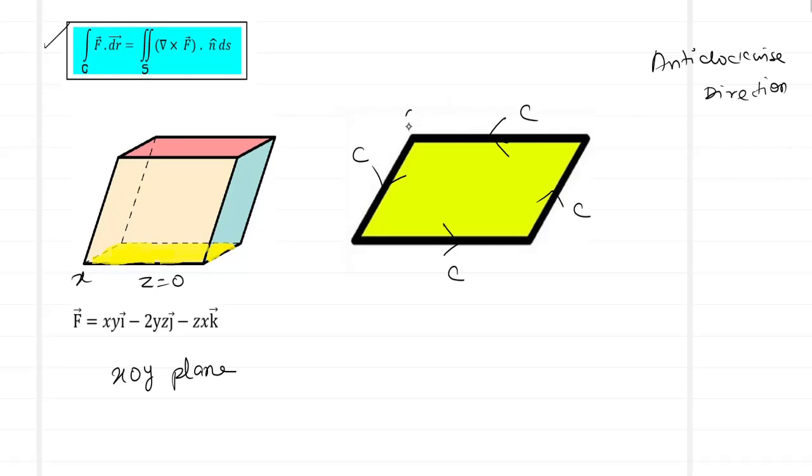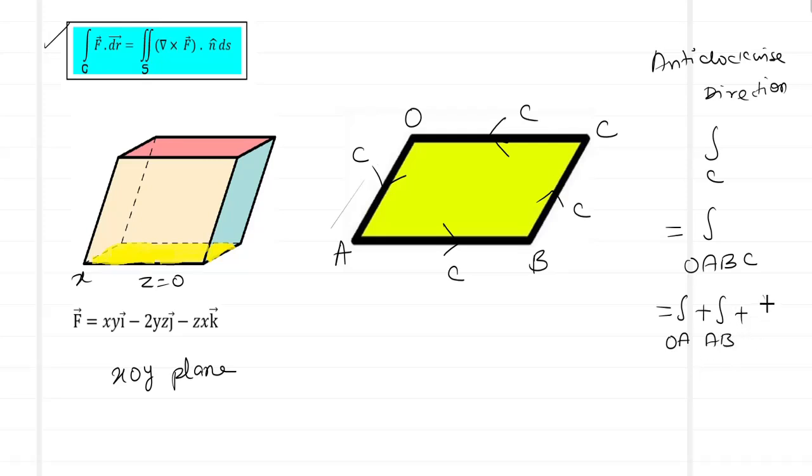Now let me name this border. Let this be O, which is my origin. Let this be A. Let this be B. Let this be C. So the curve along which I am going to evaluate is going to be the curve O, A, B, C. Now what I am going to do is, instead of evaluating on a single curve OABC, I am going to split it into 4 paths. What is the first path? OA along the line integral AB plus along the line integral BC plus along the line integral CO. So the curve C is now going to split into 4 parts.